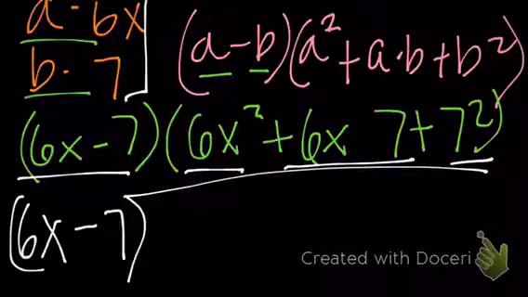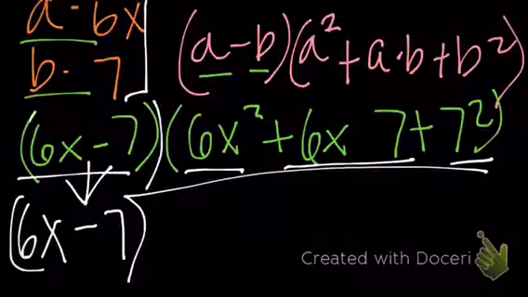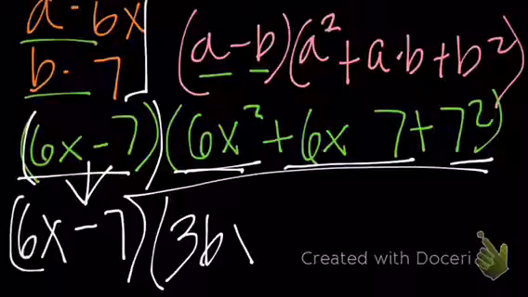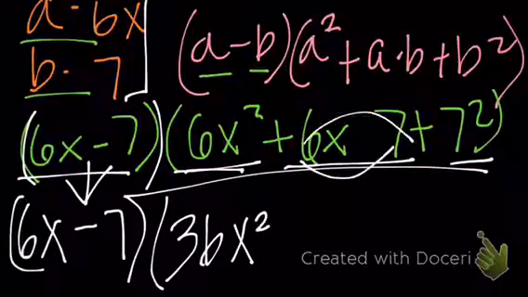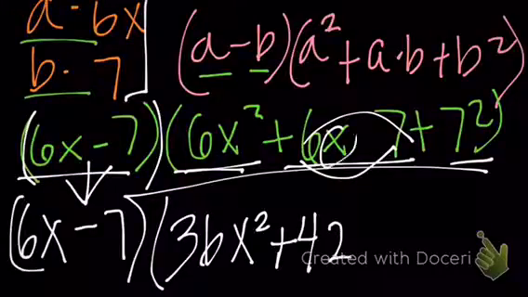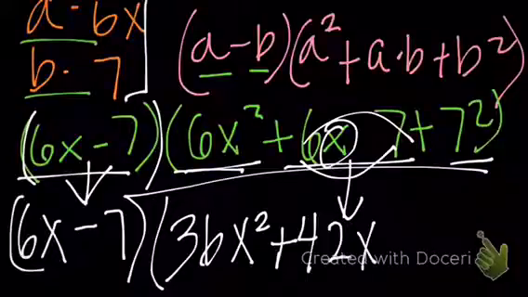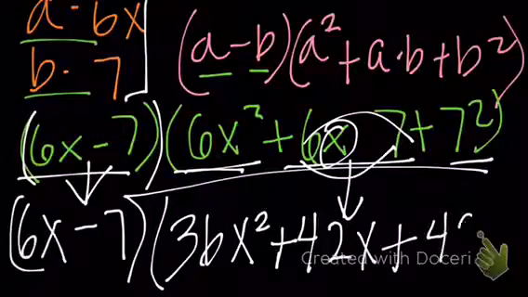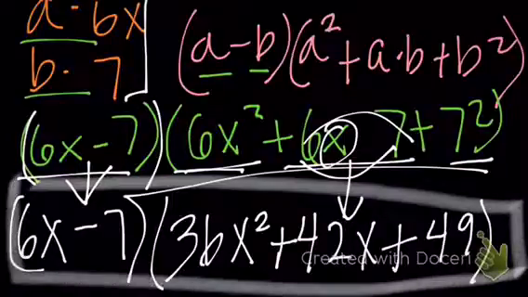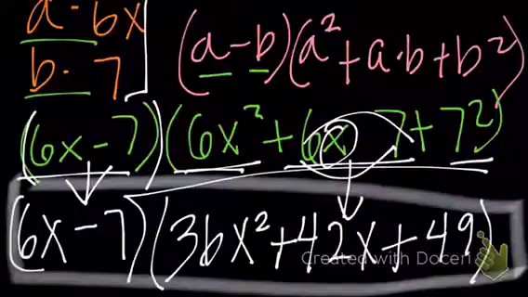So bring down that 6x minus 7, because this parentheses stays the same. Then we simplify the 6x squared, which gives us 36x squared. Then we multiply 6 and 7 and carry over the variable, so it's 42x, because 6 times 7 is 42. Then we square 7, which gives us 49. Since there are no like terms and we're unfoiling and not foiling, 6x minus 7 times 36x squared plus 42x plus 49 is our answer for the unfoiled version of 216x cubed minus 343.